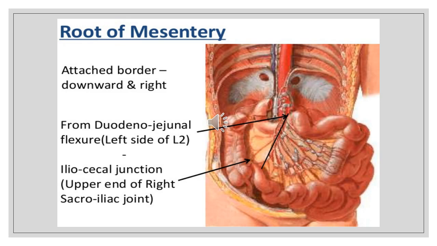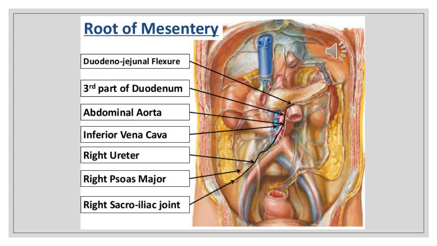The root of mesentery is directed obliquely downward and to the right side. It extends from the duodenojejunal flexure, that is from the left side of lumbar vertebra 2, L2, to the right sacroiliac joint, that is the ileocecal junction. As it starts from the duodenojejunal flexure to the ileocecal junction, it is directed from left to right.